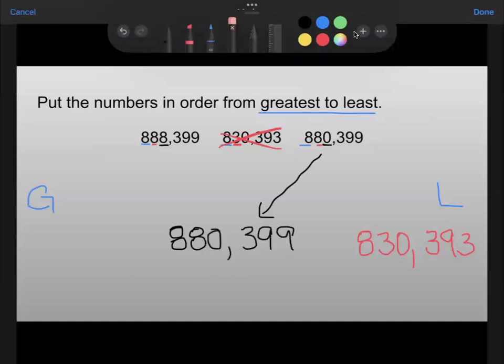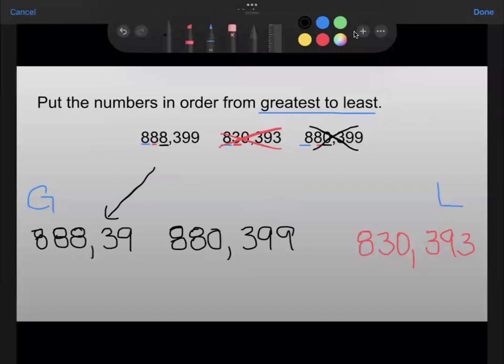880,399. Okay, and then I can go ahead and cross that one off because I've used that one, leaving us with only one number, which has to be the greatest. So that's going to be 888,399. So these numbers in order from greatest to least would be just like this.